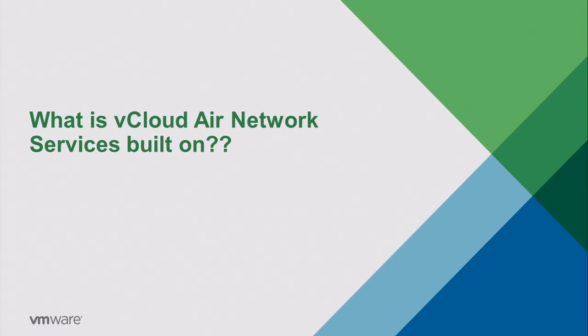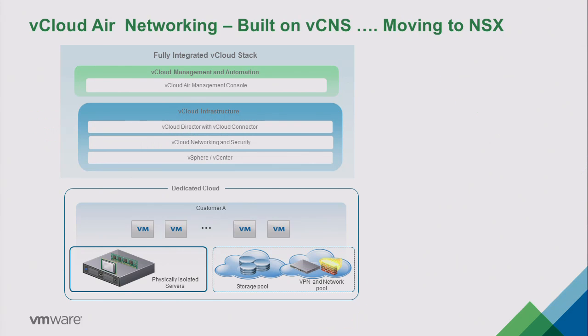So what are the vCloud networking services built on? With VMware, it's pretty obvious that we're going to build our environments out using vSphere as a key starting point. So we have vSphere and vCenter, we have vCloud networking and security, and then we layer vCloud Director on top of that, which provides us with the abstraction layer for the cloud resources. On top of that, we have built our own vCloud Air tenant portal, and that provides us with the management and the automation that we need to deliver a cloud service as a service provider.